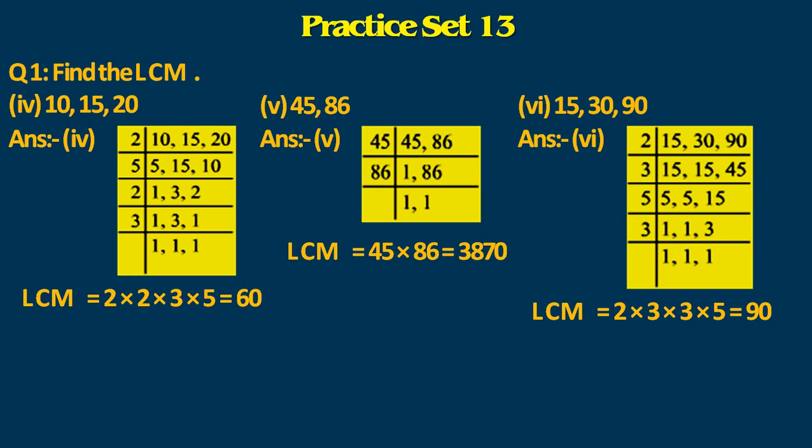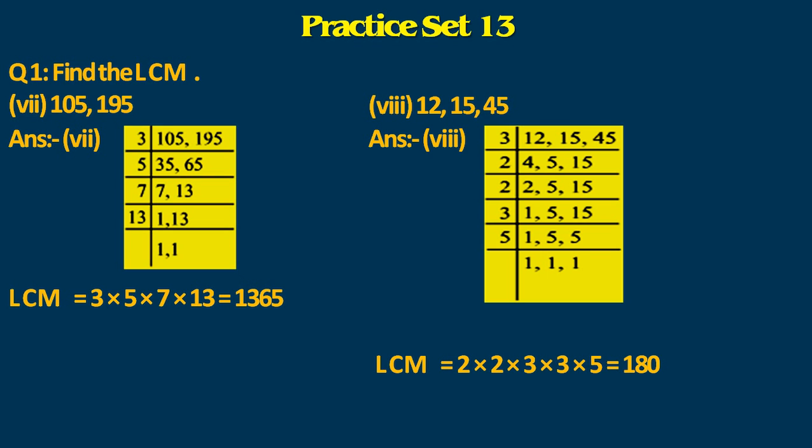Now 3 is common. 3 5s are 15 and then 3 15s are 45. Then you have 5 over there, 5 1s are 5, 5 3s are 15. And then in the next line only 3 is there, 3 1s are 3. Again we have got the end of the sum as 1. So now the LCM is 2 into 3 into 5 into 3. So the LCM is 2 3s are 6, 6 3s are 18, 18 5s are 90.